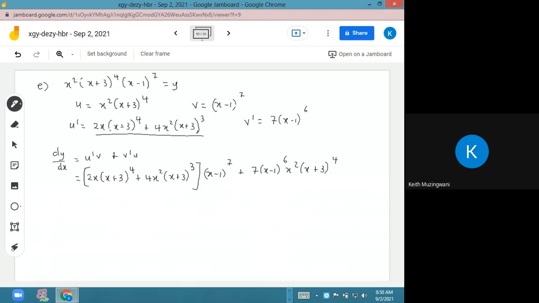Even if it was a fraction, you separate it in that manner, whether your u or your v, and still carry on, and get to the solution.